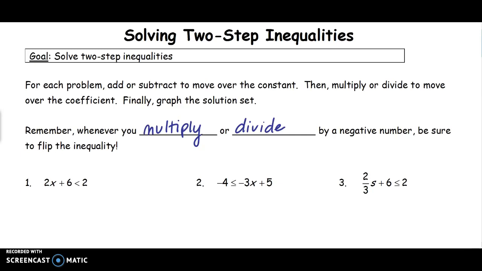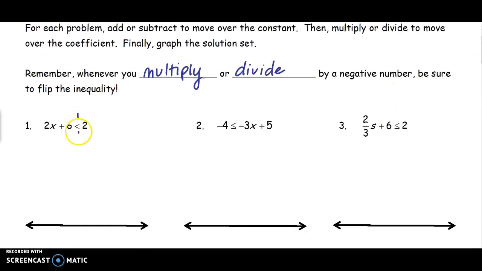Okay? So if you can remember back to solving, we had a couple things we had to do. The first thing you do is you get the number that's not attached to the x away. So here we have a plus 6, so we would have to subtract 6 from both sides. So we have 2x is less than 2 minus 6, which is negative 4. Again, this is just subtraction, not one of these, so you do not get to flip the symbol. The next thing you do is you look to see if you can multiply or divide. Since you have 2 times x, you would then divide by 2. So the 2 would cancel, and you have x is less than negative 2.